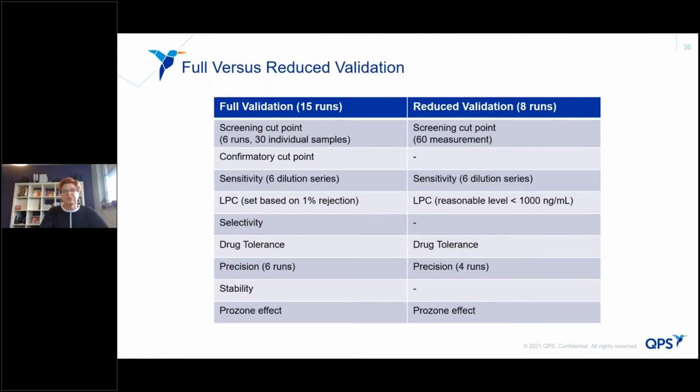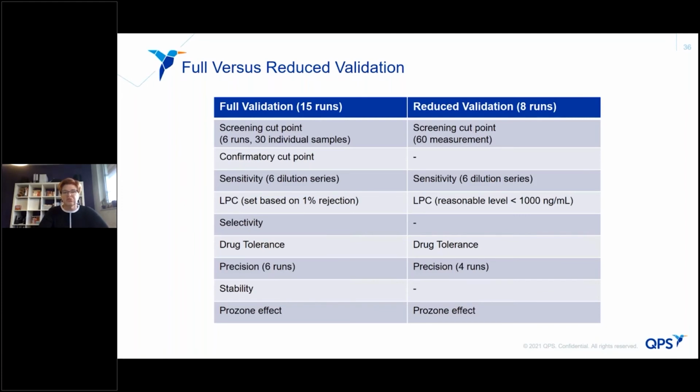So overall, if we compare the 2 different validation approaches that we have applied in the past and now, you can see that the number of runs is seriously different. And especially the amount of matrix used is different. In both cases, the screening cut point is used, but the number of individual samples is reduced from 180. This means that it was 6 runs with 30 individuals to 60 measurements.